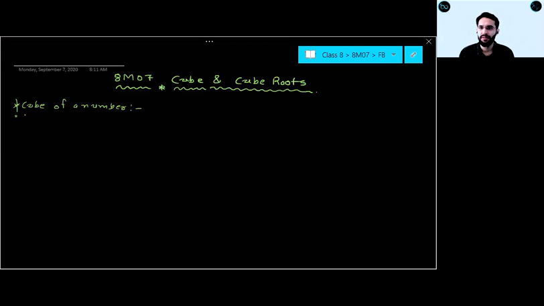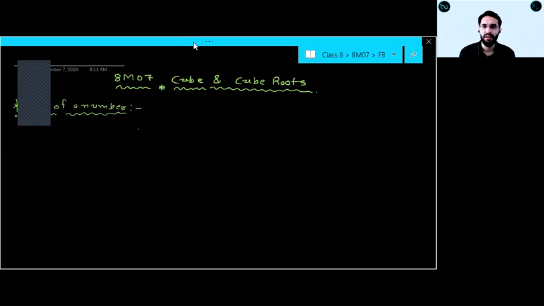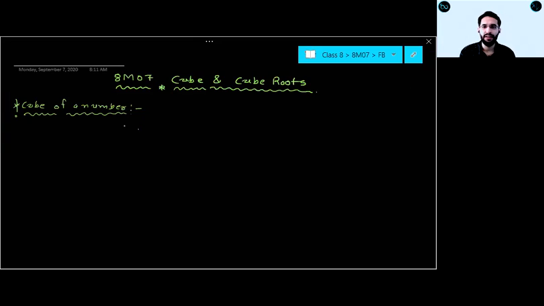Yes, Varsha, tell me. When a number is multiplied by itself, it is called square of a number, right? And for cube of a number, what can we write? Yes, tell me, Varsha. When a number is multiplied by itself three times. Okay, 2 times for square, and for cube, it should be multiplied 3 times. Yes, right.